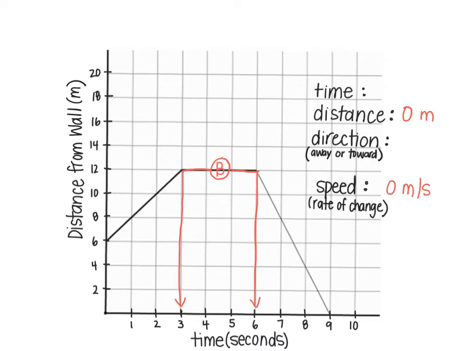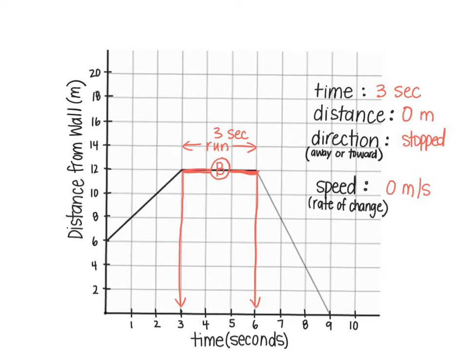Again, this would be a run of 3. We know that on this graph, run is corresponding with the time. So we have 3 seconds that we can record as the time measurement for that line segment. In terms of the direction, there is no direction moving toward or away from the wall because the person is stopped.